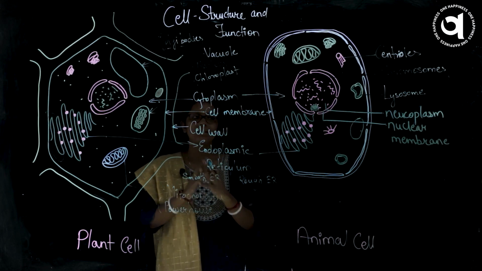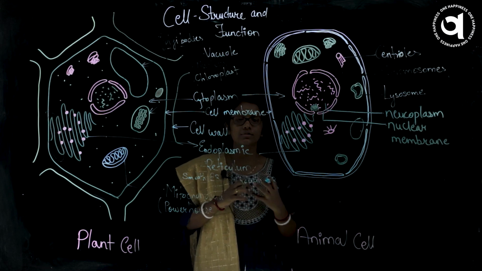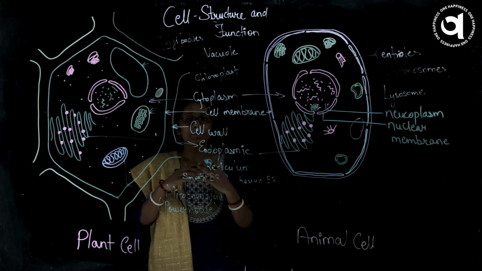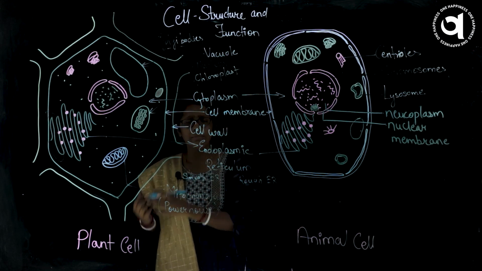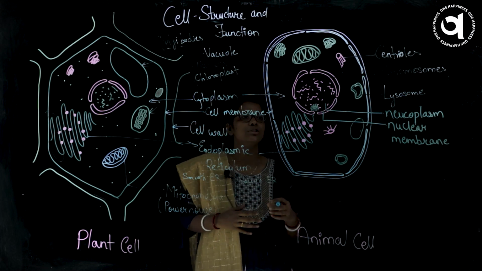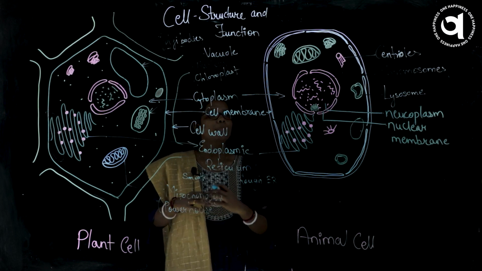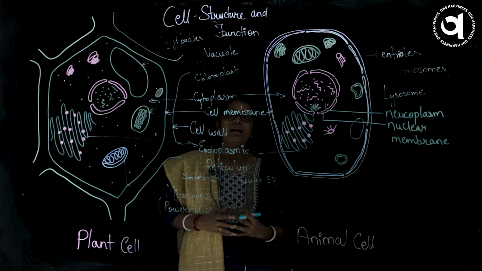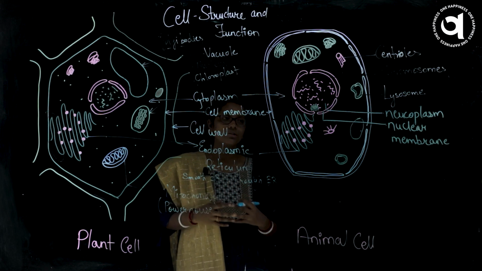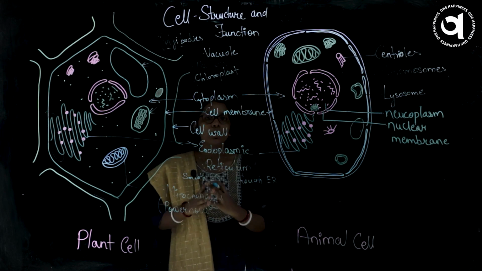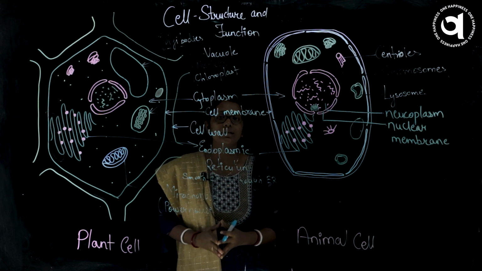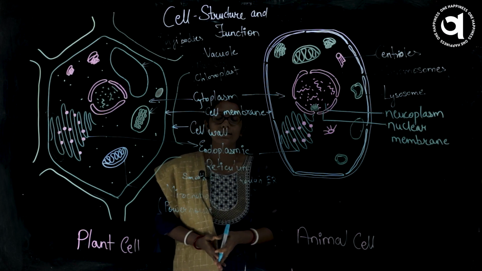Okay, so in this way there are various organelles present inside the cell, like in the plant cell or the animal cell. Each and every organelle plays a vital role for the proper functioning of the cell, and also it gives a structure. That's why the cell is known as the structural and the functional unit of any living organism.